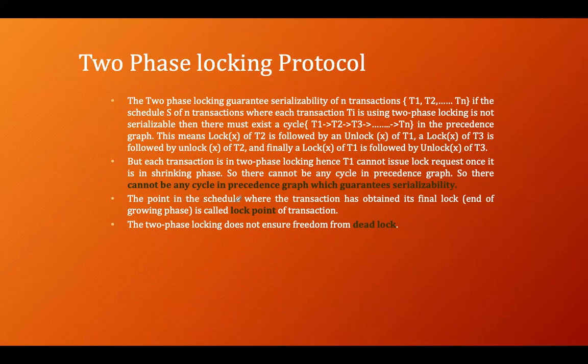The point of the schedule where the transaction has obtained its first lock, the end of the growing phase, is called the lock point of the transaction. So there is a growing phase, there is a shrinking phase. In the shrinking phase, just after that, it cannot get any lock. It means that from here I have done the unlock. That point is called the lock point. The two-phase locking does not ensure freedom from deadlock. There is a problem with deadlock, but it will ensure serializability.